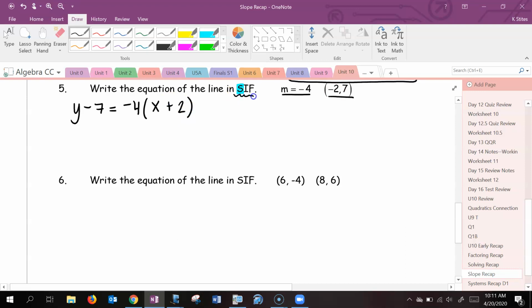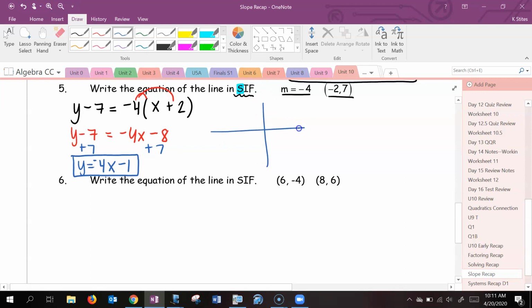Okay, this is point slope. Now I want to get slope intercept. So what I'll do is I'll solve this for y. I'll go ahead and distribute: -4x, -4 times 2 is -8. And then my final step is to get the y by itself, so I will add 7 on both sides. And -8 plus 7 is, oops, and there should be a negative there, -1. All right, so my slope-intercept form is y equals -4x minus 1.